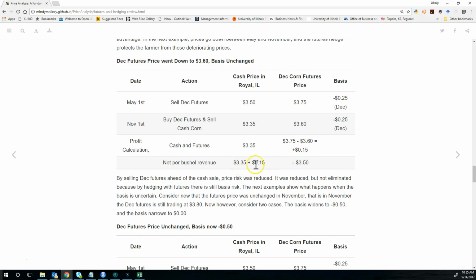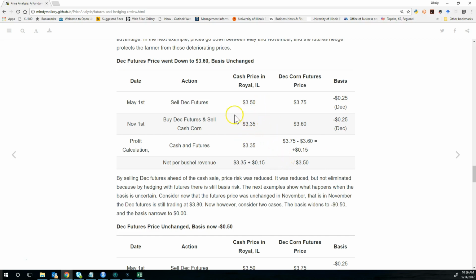$3.35 in the cash market plus a gain of 15 cents in the futures market. Again, he sees $3.50, the same price he saw on May 1st. Again, since the basis hasn't changed, in both cases, when the price went up and when the price went down, the farmer gets $3.50 because he locked in that price.